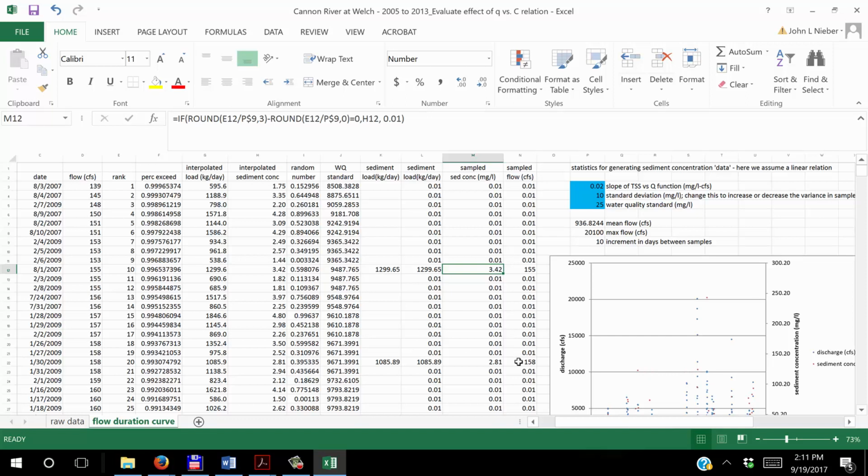The next sample, which was 10 days later, was 158 cubic feet per second. Do the multiplication times 2.81, and I get 1085. All right, all these other numbers in here, the 0.01s and so on, are all artificial.